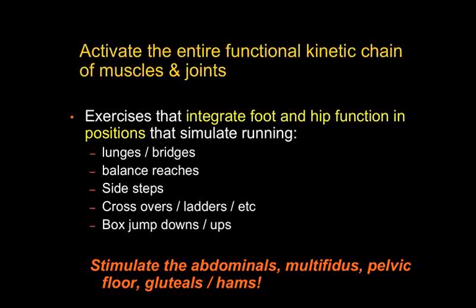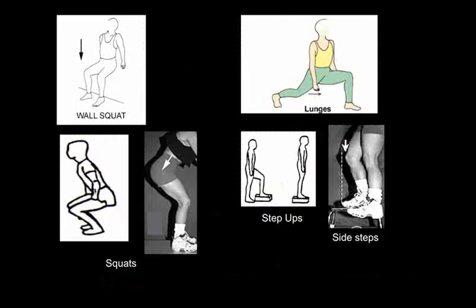Exercises that integrate foot and hip function in positions that simulate running are important, such as lunges, bridges, balance reaches, side steps, crossover runs, ladder runs, etc. Box jumps up and down. Simultaneously using the abdominals, multifidus, pelvic floor, gluteals, hamstrings, the adductors, the whole thing. These are just a few of the examples that you could use.